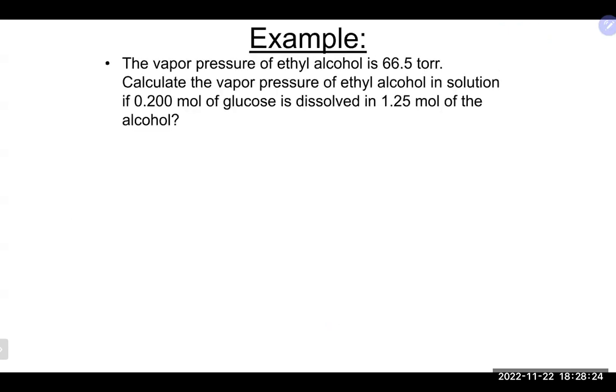So let's take a look at this here. The vapor pressure of ethyl alcohol is 66.5 torr. Calculate the vapor pressure of ethyl alcohol in a solution that is made by taking 0.2 moles of glucose dissolved in 1.25 moles of the alcohol. So take a moment or two and see what you come up with here.